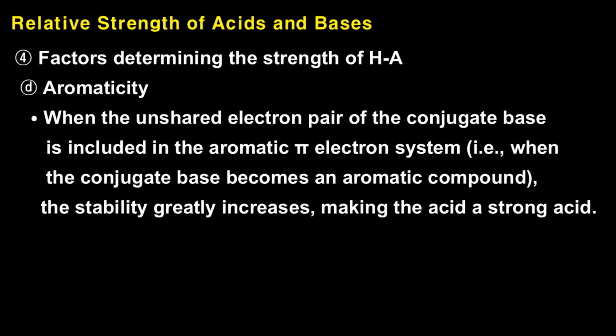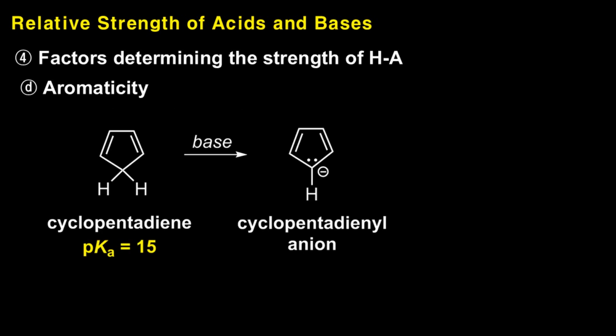So in certain cases, aromaticity alone can dramatically increase acidity, even if the structure doesn't contain highly electronegative atoms or traditional resonance. A great example of this is cyclopentadiene. At first glance, it just looks like a regular hydrocarbon, nothing too special. But surprisingly, its pKa is around 16, which is way lower than you'd expect for a compound that doesn't even have an oxygen atom. So what's going on here?